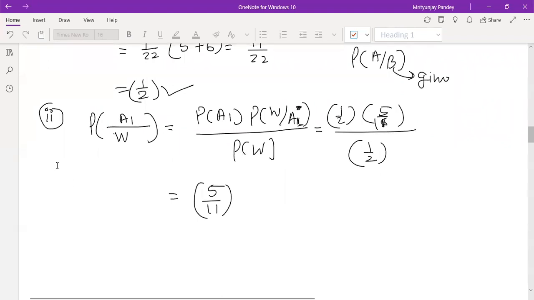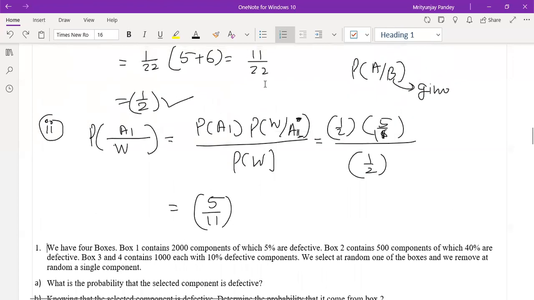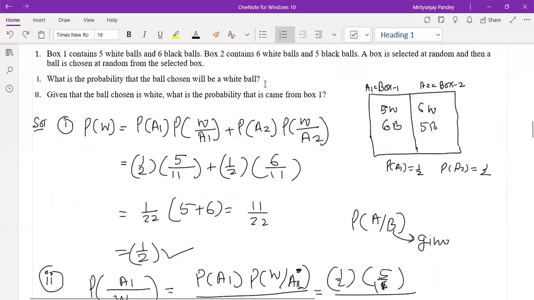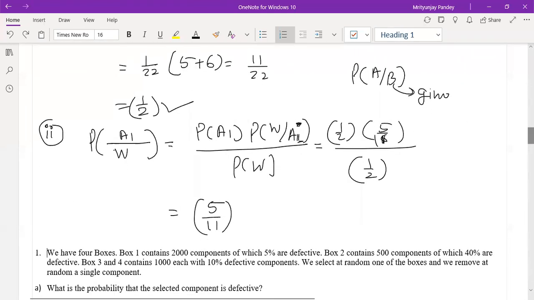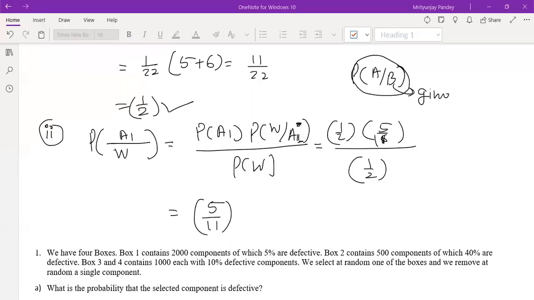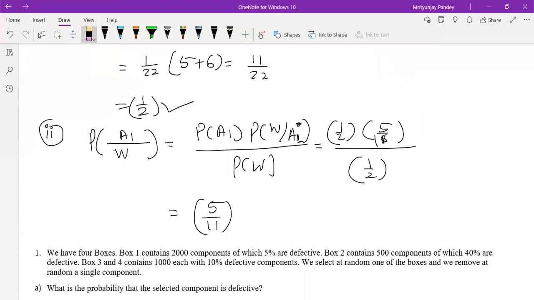Sir, please explain the second part once again. Yes, the second part, I will tell you once again. According to the definition of conditional probability, what is the probability of event A when B is given? What is the mathematical meaning of that? That is A by B. Is it clear? Okay, so once again I repeat. Tell me, what is the probability of A when B is given? What is the mathematical representation of that?